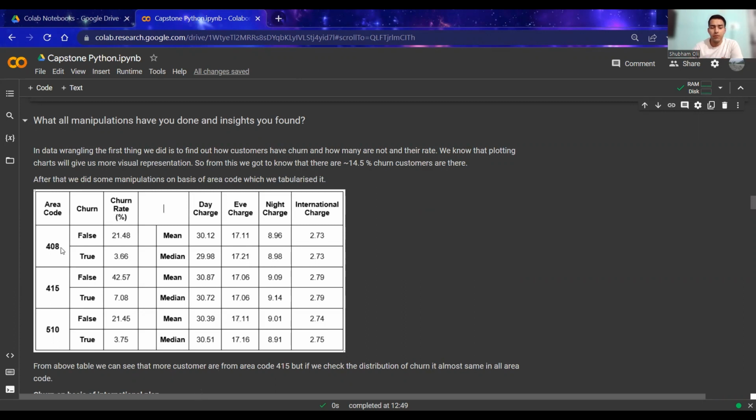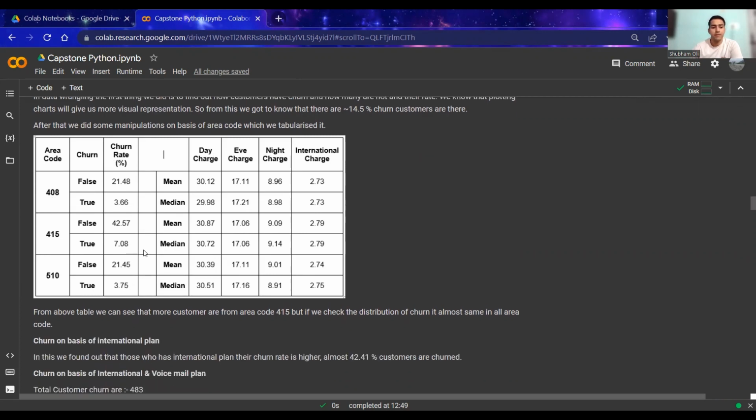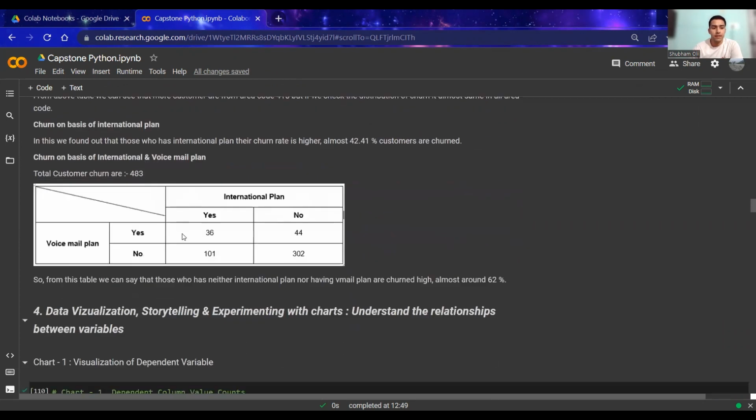Here we can see from area code 408, the churn rate is 3.66. From 415, it's 7.08. And for 510, it's 3.75. We also find the mean and median for day, evening, night, and international charges as we got above. So from area 415, we have the maximum churn rate, which is 7.08.